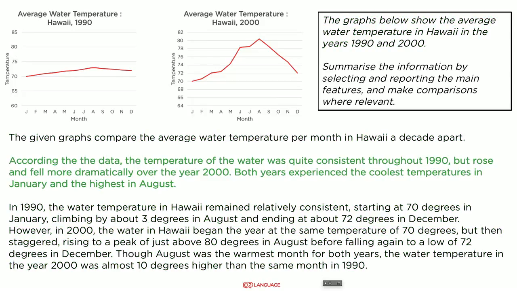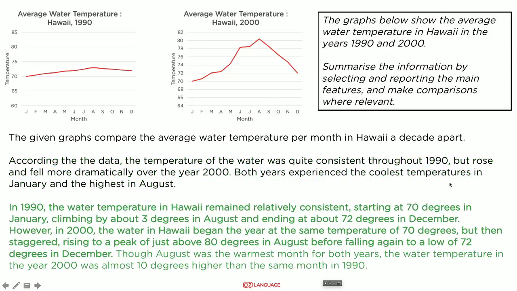Now, whoopsie, let me go back. My overview paragraph. According to the data, the temperature of the water was quite consistent throughout 1990, but rose and fell more dramatically over the year 2000. Both years experienced the coolest temperatures in January and the highest in August. Just general key features there, okay? And something about the trend as well. Nothing too in-depth. Now I move to depth, okay?